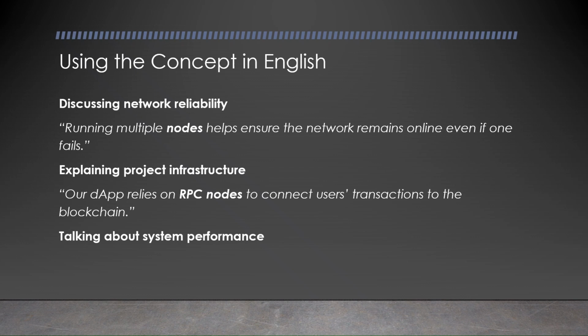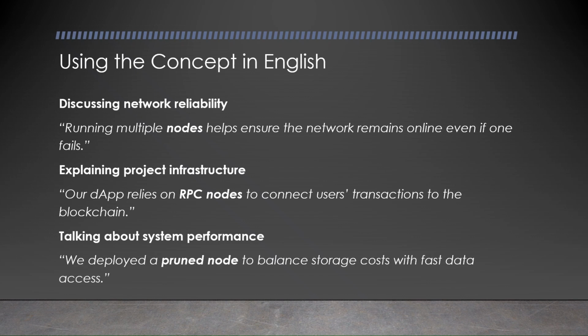Another thing we can use this for is when talking about system performance. For example, we deployed a prune node to balance storage cost with fast data access. Okay, so as we can see, we use it as just a simple noun by itself here to do something. And we also add the adjective, the type of node, RPC node or prune node here. So you can have a type of node or just node by itself, plus some action.